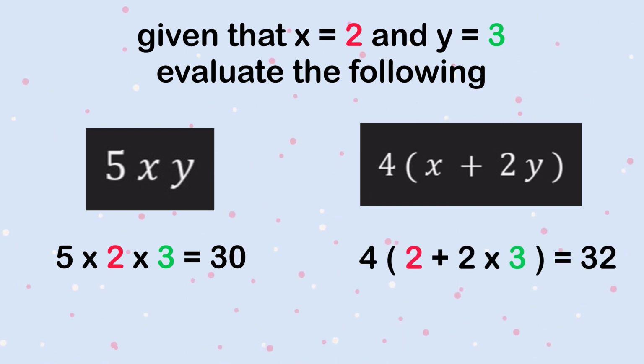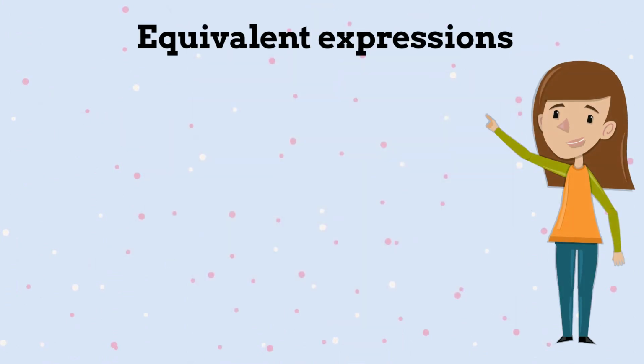The second one has a bracket. As we said before, according to Bodmas, we must do brackets first. 2y is 2 times 3, this is 6. Then 2 is added, that makes it 8. Then the whole thing is multiplied by 4. Final answer is 32.